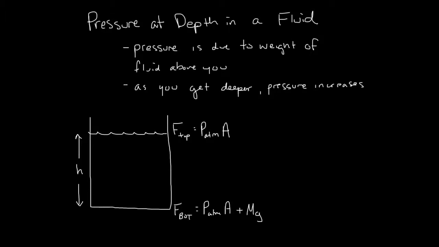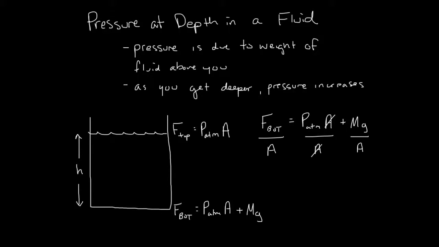Now, remember that pressure equals force over area. Okay, so if we wanted to find the pressure at the bottom, we would take the force at the bottom and divide it by the area. So if I take force at the bottom equals the atmospheric pressure times the cross-sectional area of the container plus mg, and I'm going to divide each of those terms by area. So we see that these two areas cancel out.